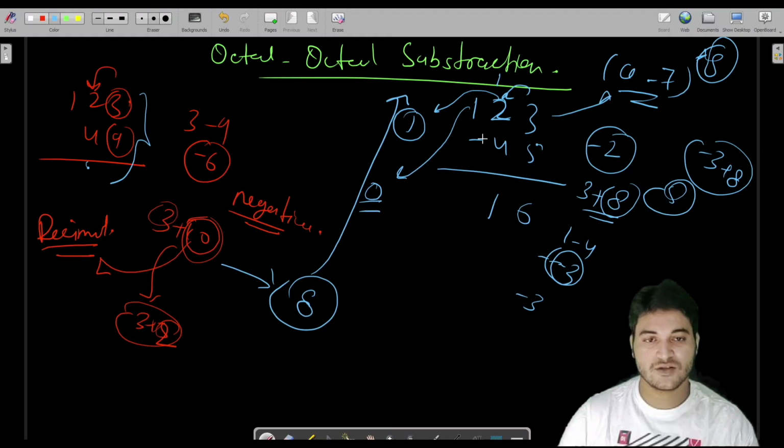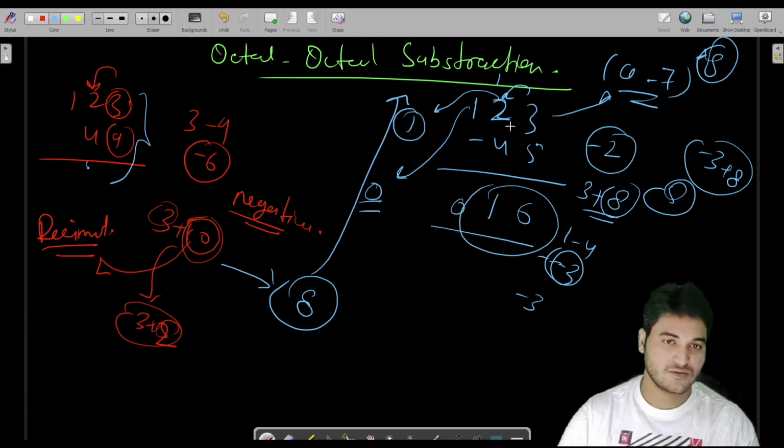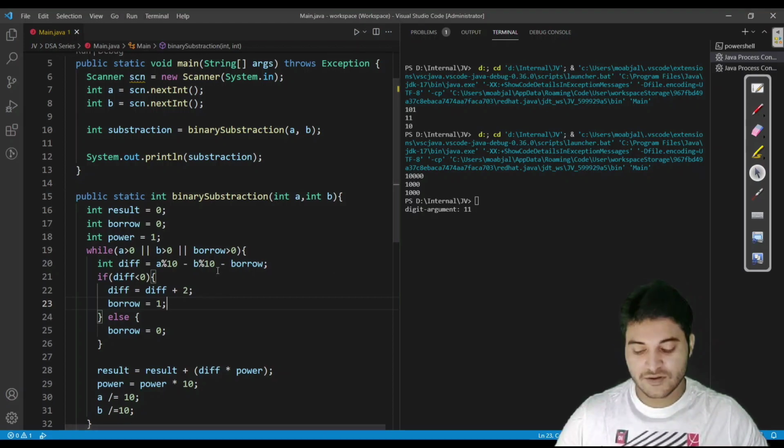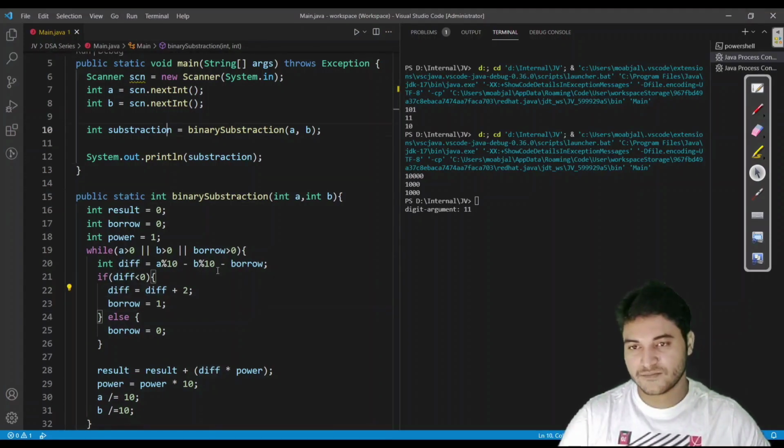That means we have got 0 here. So 0 minus 0 is 0. So we would get this result as the output. So 1, 2, 3 and 4, 5 would be this result of 16. So let us see what is the difference with our code.